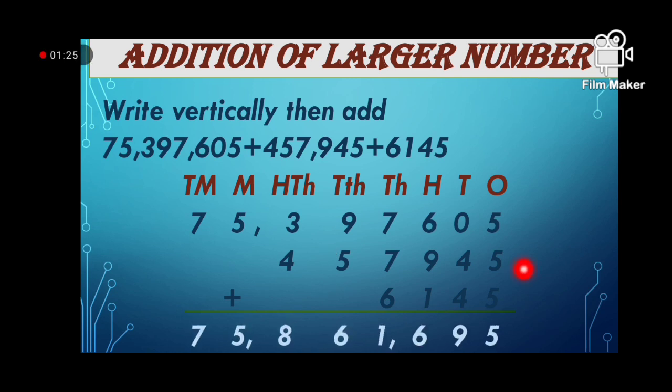Now when we will add them, 5 plus 5 plus 5, we will get 15. 5 is in this column, 1 will be carried to the next category. Then 4 plus 4, 8 plus 1, 9. Then 6 plus 1, 6 plus 9, 15 plus 1, 16. 6 in this column, 1 will be carried to the next. 7 plus 7, 14, 14 plus 1, 15, and 15 plus 6, 21. Then 1 is in the same column, 2 will be carried to the next.